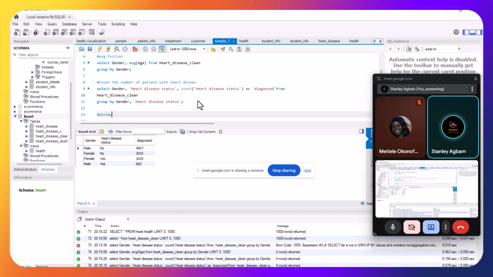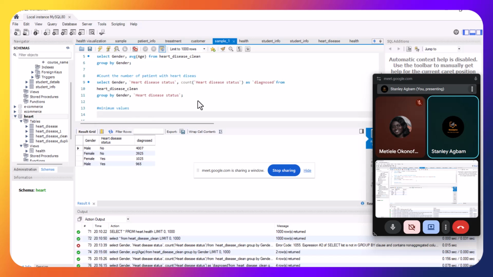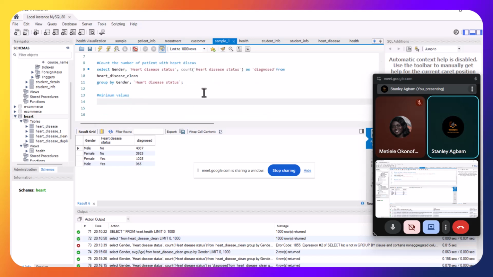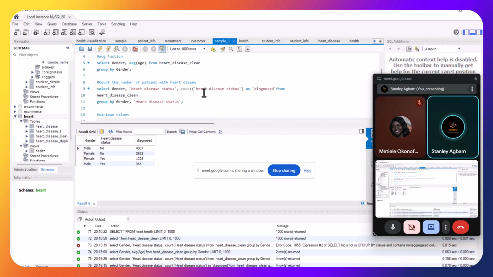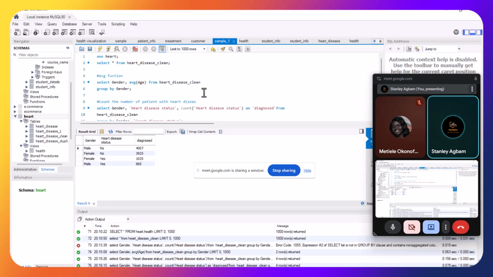Do you have any question regarding the count function and the average function so far before we move to the minimum and maximum value? As of now, no. Okay. Now it's minimum value.